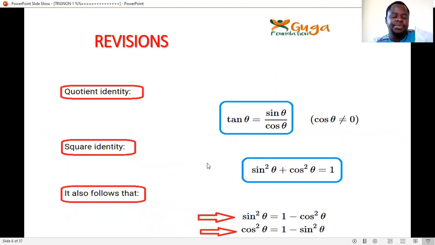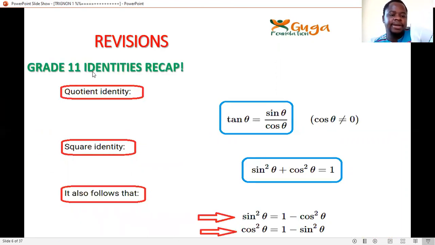Now, let's look at the grade 11 identities recap. We've got a quotient identity, which is tan theta equals sin theta over cos theta, whereby cos theta will never be equal to 0.